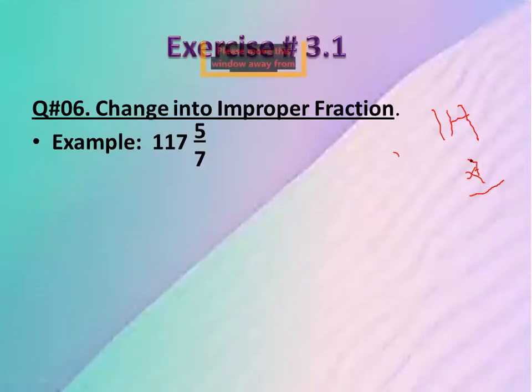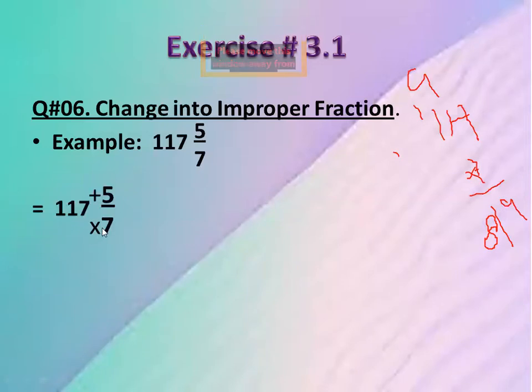So if you multiply 7 by 117, 7 multiplied by 7 will become 49, 4 will carry here. 7 multiplied by 1 is 7 plus 4, it will become 11. And 7 times 1 is 7 plus 1, it will become 8, so you get 819. Then you will add 5 to it. 819 plus 5 will become 824, and you will keep your denominator same.